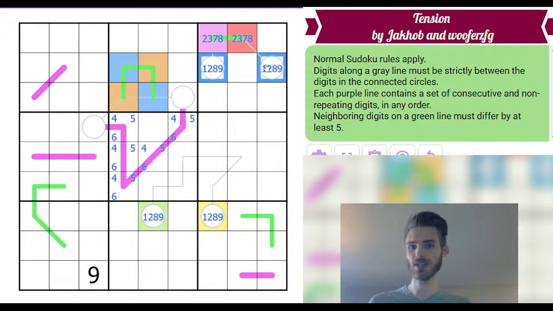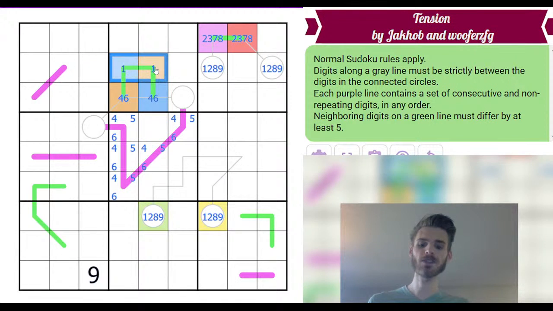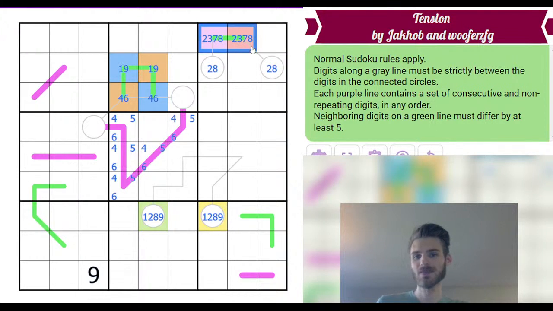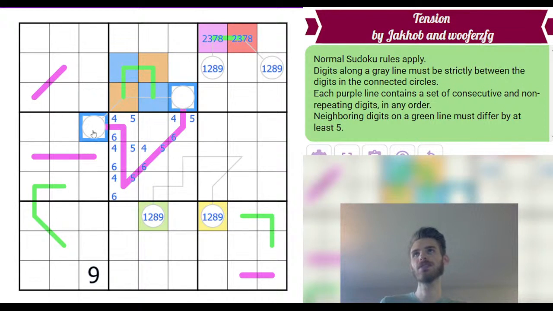1, 2, 8, and 9. These can't be 4, 6. I thought they could be 4, 6 before, but think about what happens to these cells if they're 4, 6. Then these cells are 2, 8. And if these cells are 2, 8, you can't fill this. 3, 7 will not work. So these cannot be 4, 6, which means that one of these is a 3 or 7.